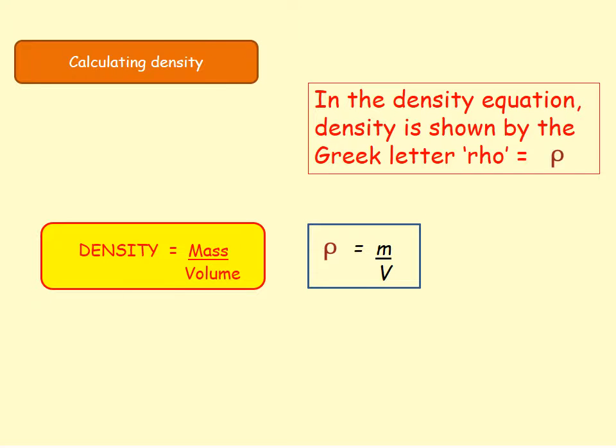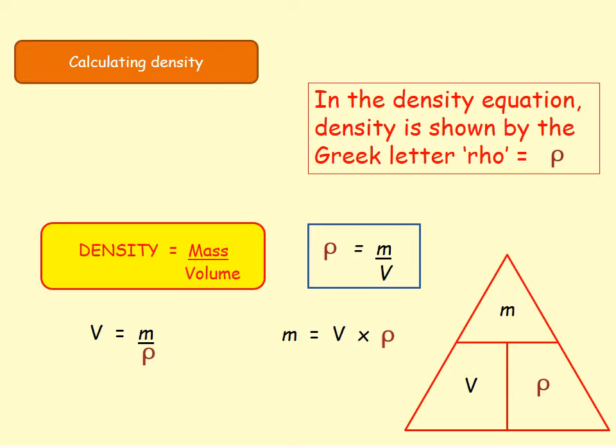So how do you calculate density? Well, in the density equation, density is shown by the Greek letter rho. And density, as we now know, is mass divided by volume, or rho equals m divided by capital V. We can also rearrange the equation to give volume, which equals the mass divided by rho, and mass, which equals the volume of an object times rho, its density.